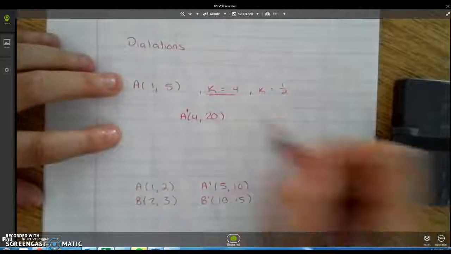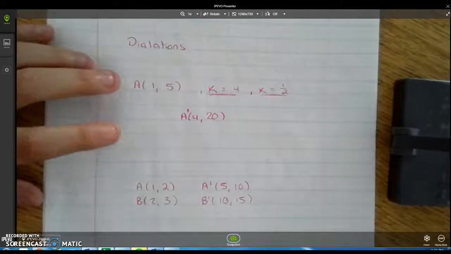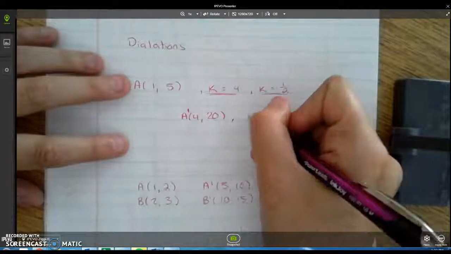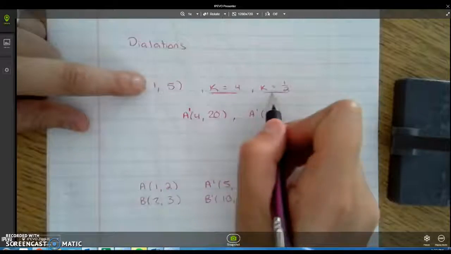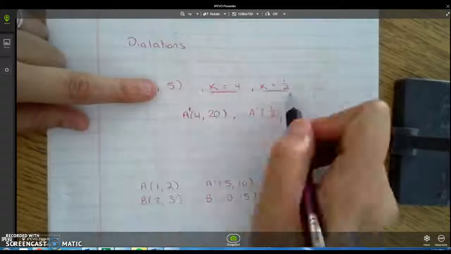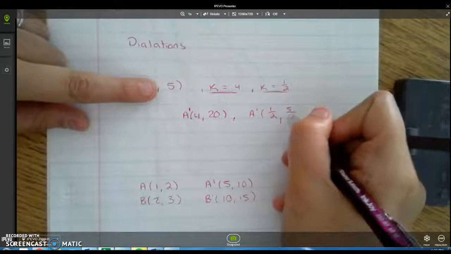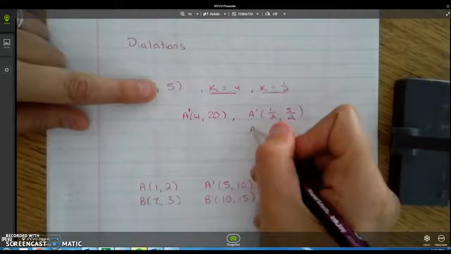A prime. If k was 1/2, I would multiply by 1/2, which is the same as dividing, and that would be a reduction. So in that case, my a prime would be 1 times 1/2, which is 1/2, right? And 5 times 1/2, which is 5 over 2. And if you'd like to change those to decimals, you can. You don't have to.